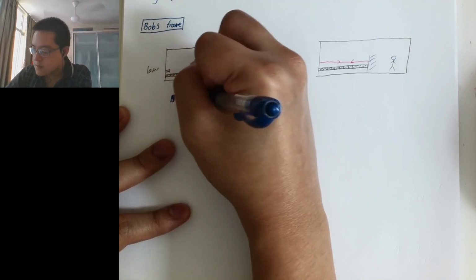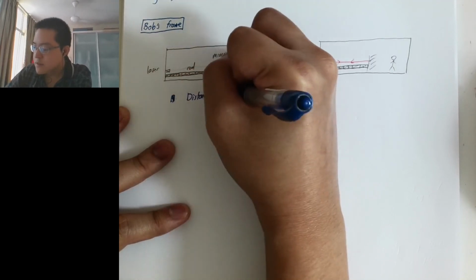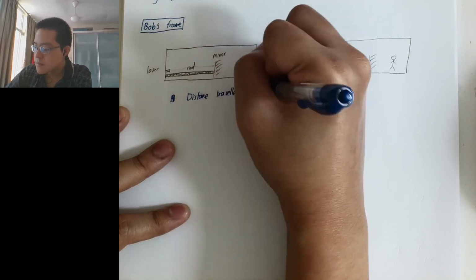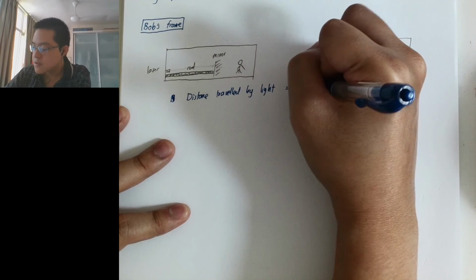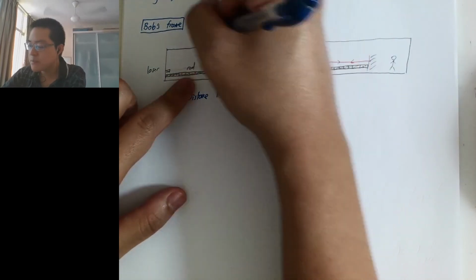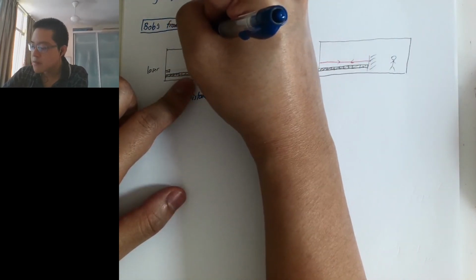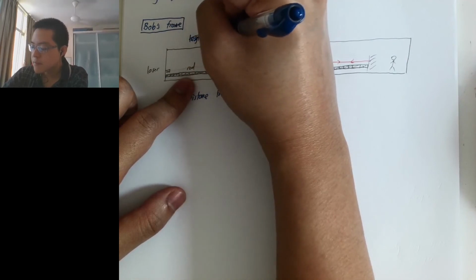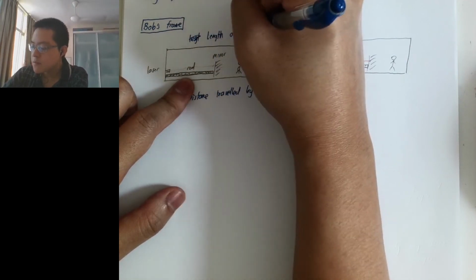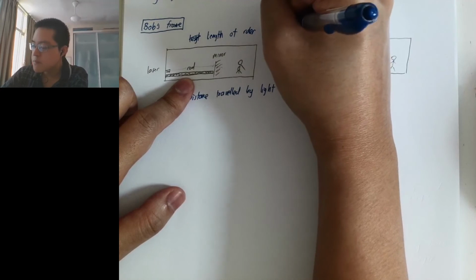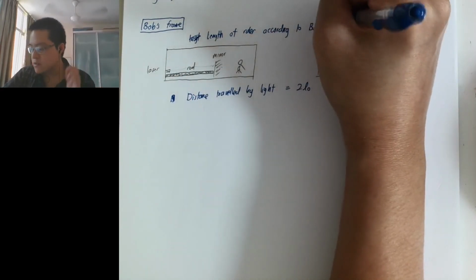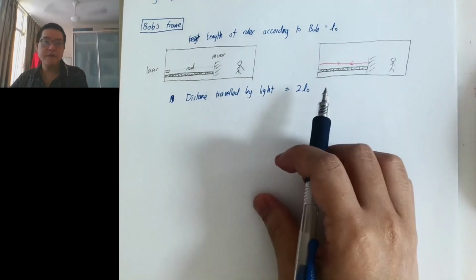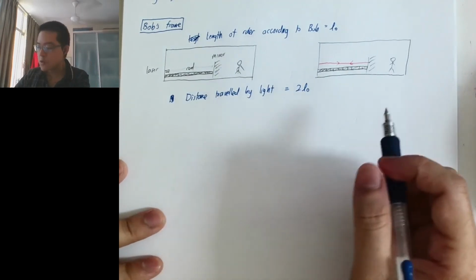distance traveled by light is equal to 2L0. So let's say length measured, length of ruler according to Bob is equal to L0. So the distance traveled by light is 2L0.